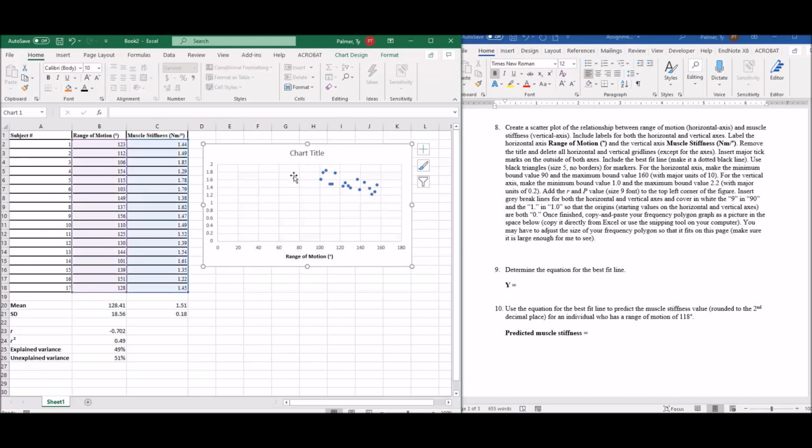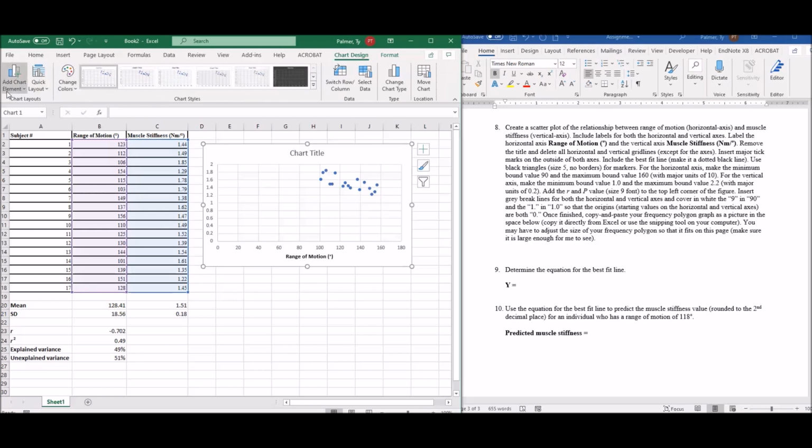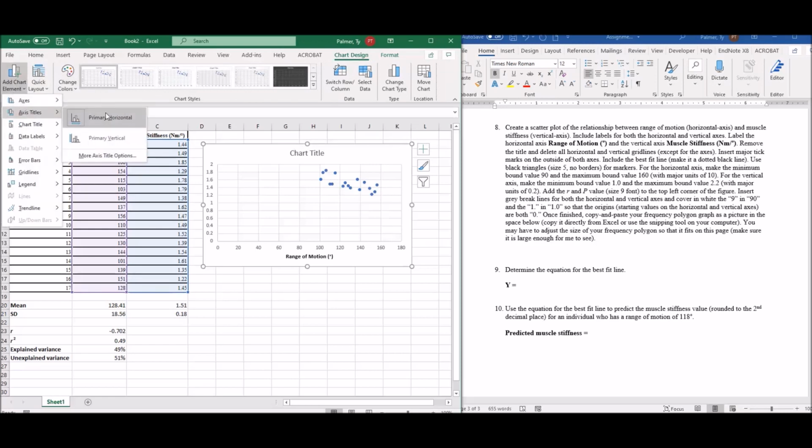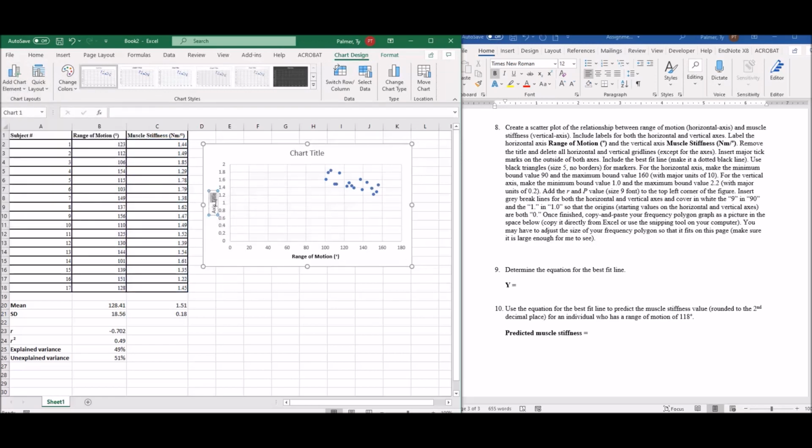Let's do the same thing. Let's create a vertical axis now, a vertical axis title. Again, highlight the graph, go to Chart Design, go to Add Chart Element, go to Axis Title, go to Vertical. That creates a vertical title. This title needs to be labeled muscle stiffness, right? Muscle stiffness.